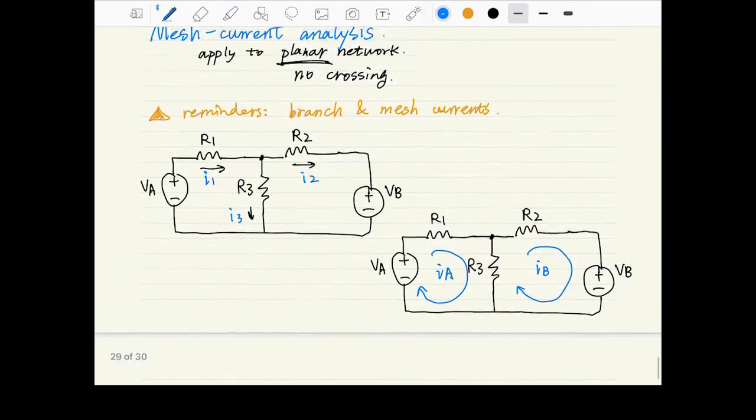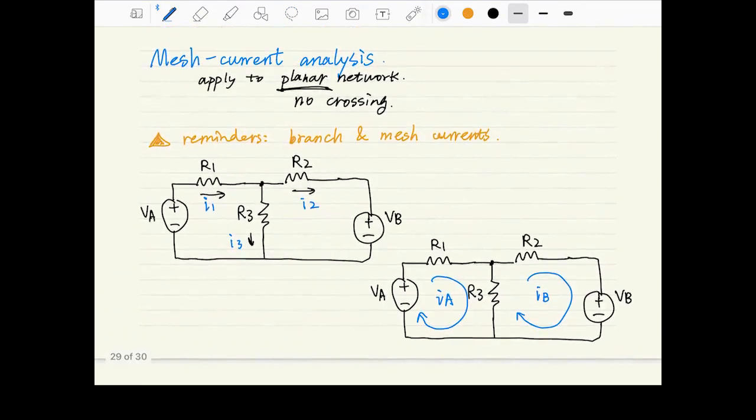The first reminder is that please know the difference between a branch current and a mesh current. In the figure below, I1, I2, I3 are branch currents. We are familiar with that.